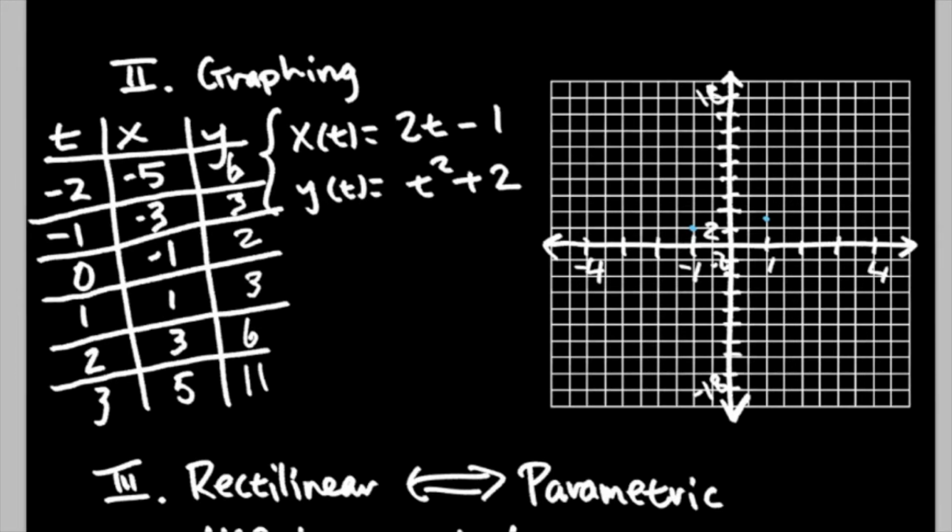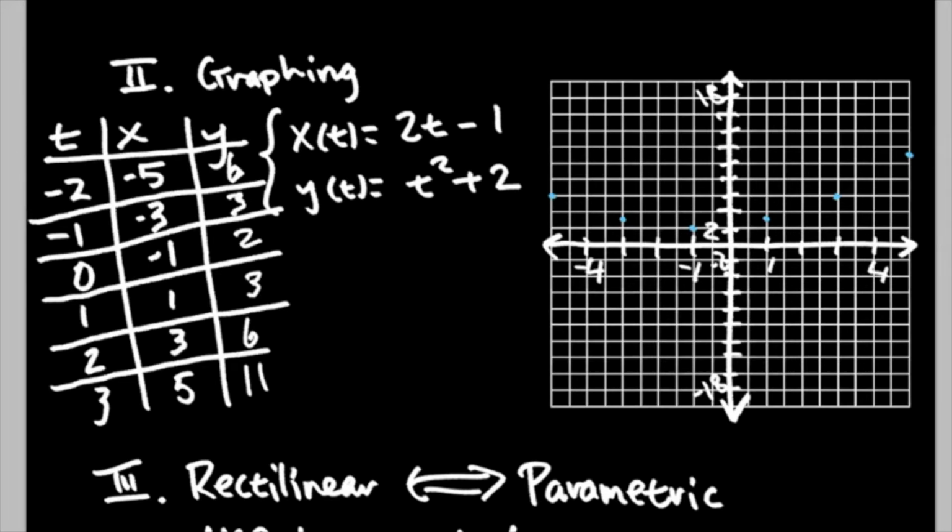So we got -1, 2, and then the next one we have is 1, 3, 3, 6, and then 5, 11. That'll be like there-ish. And then going the other way, it's kind of symmetrical, actually. Sometimes they will be, sometimes they won't be. But basically just look at the points, the xy coordinates, just plot them in.